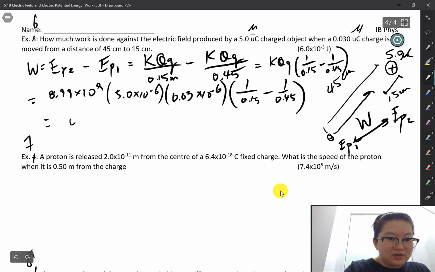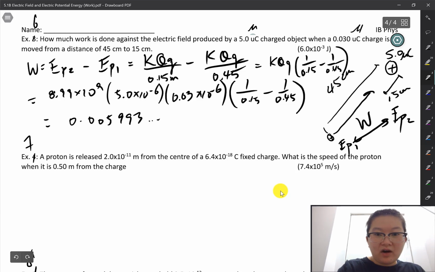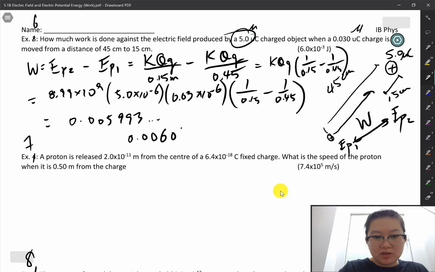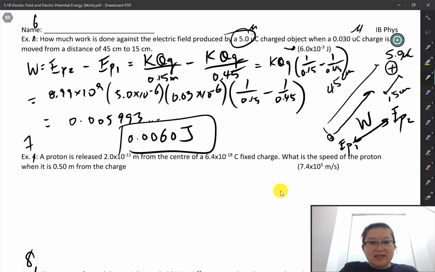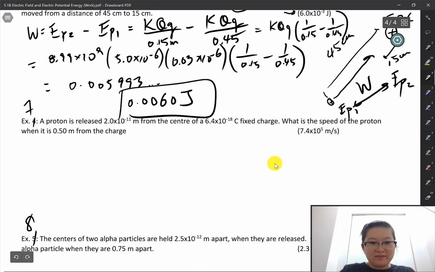I get 0.005993, and we are going to round this to 2 sig figs, which gives us 0.0060 joules. Okay, and yes, it's up there as well. Okay, there we go. That is the amount of work that has to be done to bring these 2 charges together. And you know what? We have time. Let's do the next example, 7.